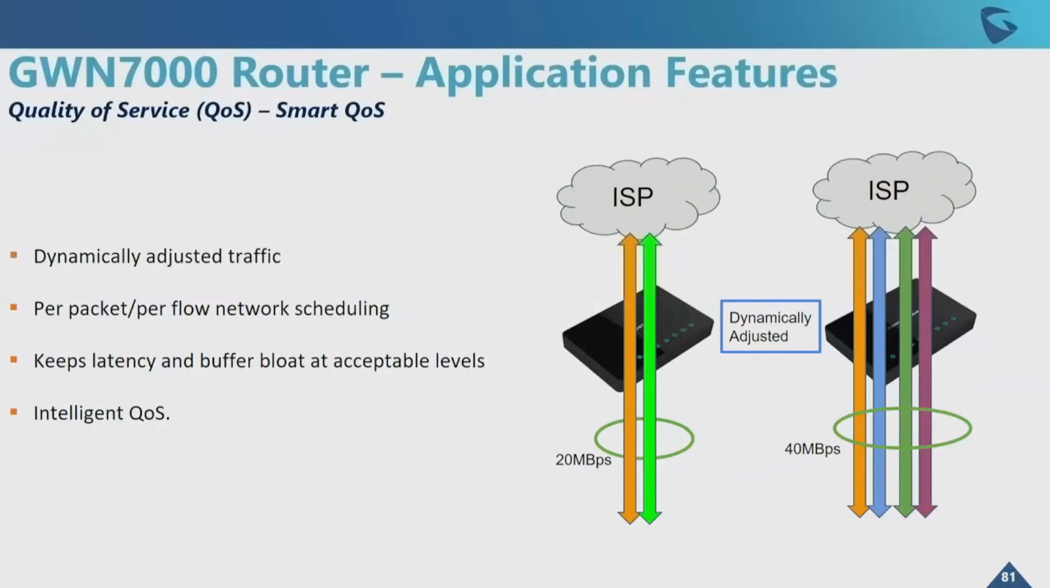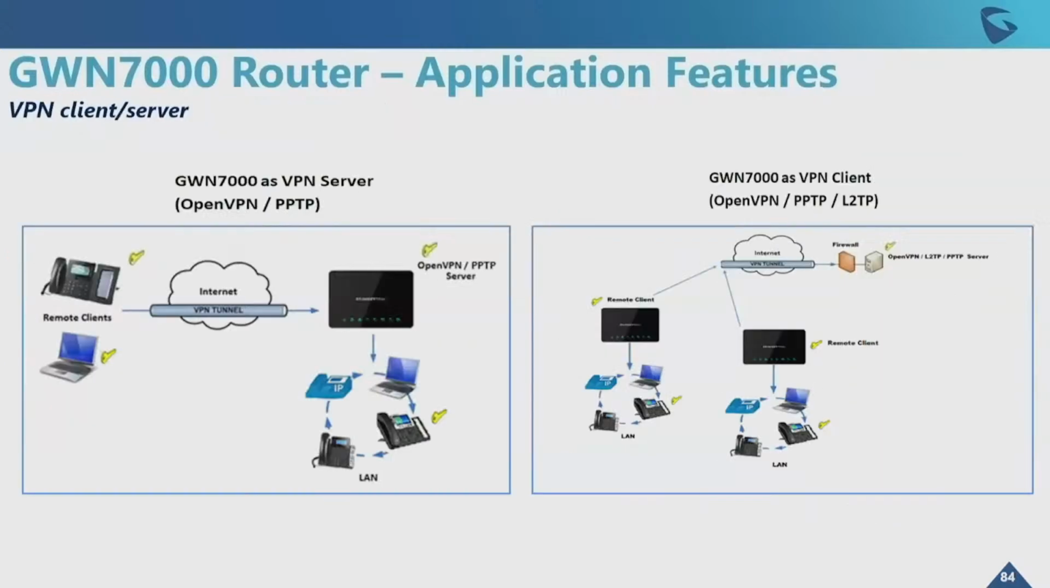All right, on to VPNs. With the GWN7000, it can act as a VPN client or a VPN server. As of today, it supports OpenVPN and PPTP VPN server. So it can be an OpenVPN server, or it can be a PPTP server. Now, as a client, the GWN7000 can act as an OpenVPN client, a PPTP client, or an L2TP/IPsec client. Right? We'll update the firmware so that soon you'll be able to create IPsec VPN servers as well. But as of today, only OpenVPN and PPTP is supported as a server.